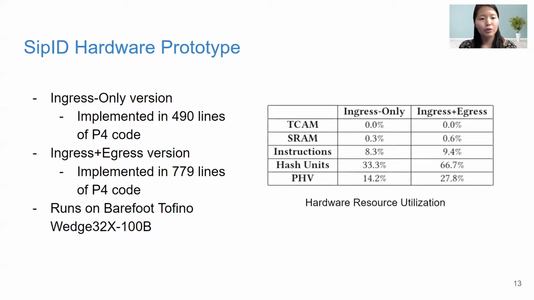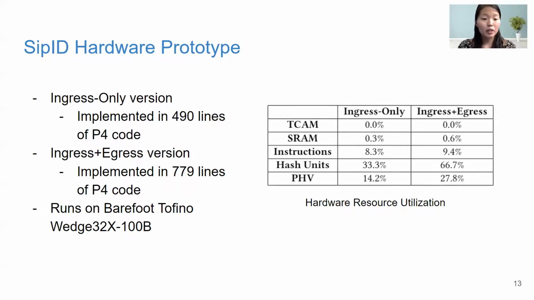In terms of hardware resource utilization, we saw that we had quite low resource usage, particularly in terms of memory. Most of our resources went towards hash units and towards packet header vectors. We note that in particular for hash units, these are normally used in network switches for CRC32. But for applications using SipHash, you would not require CRC32 and thus would not need these hash units.